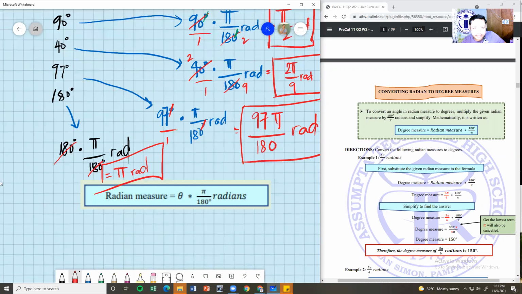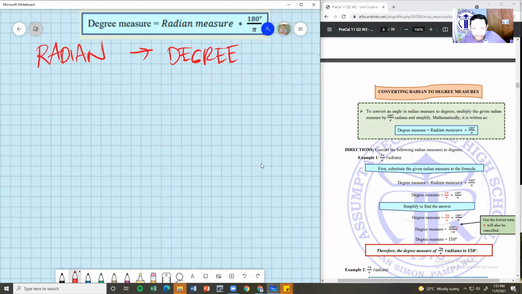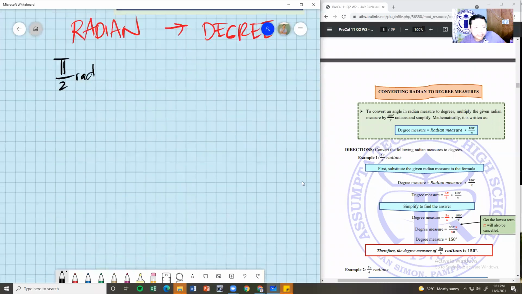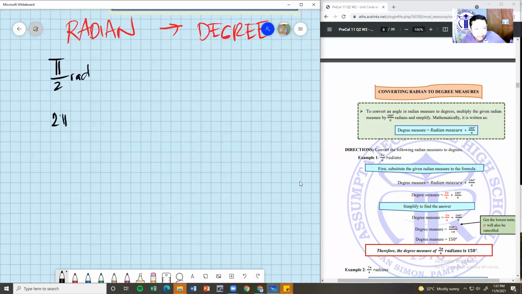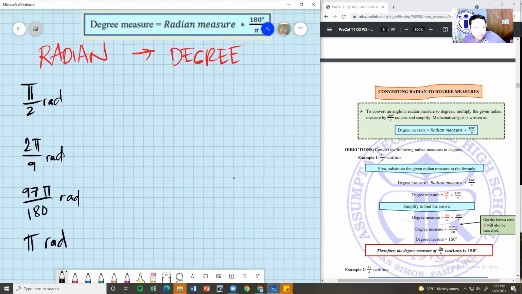Okay, let's try this original given na lang to verify if they will go back to their original values. We have pi over 2 rad. We also have 2 pi over 9 rad. We also have 97 pi over 180 rad. And we have pi rad. Okay? This time we will be changing them to degree measure. Okay? This is just very simple.